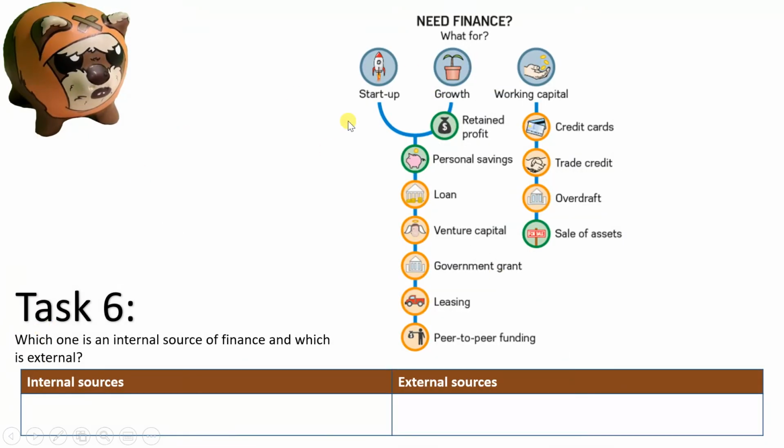So here it is all together. The reasons for finance is at the top, and as you go down you can start to look at whether it is internal or externally sourced. But hang on a sec, they're not actually labelled. So you have task 6, which is to identify which are the internals and which are the externals. Slide 7 should give you a hint.